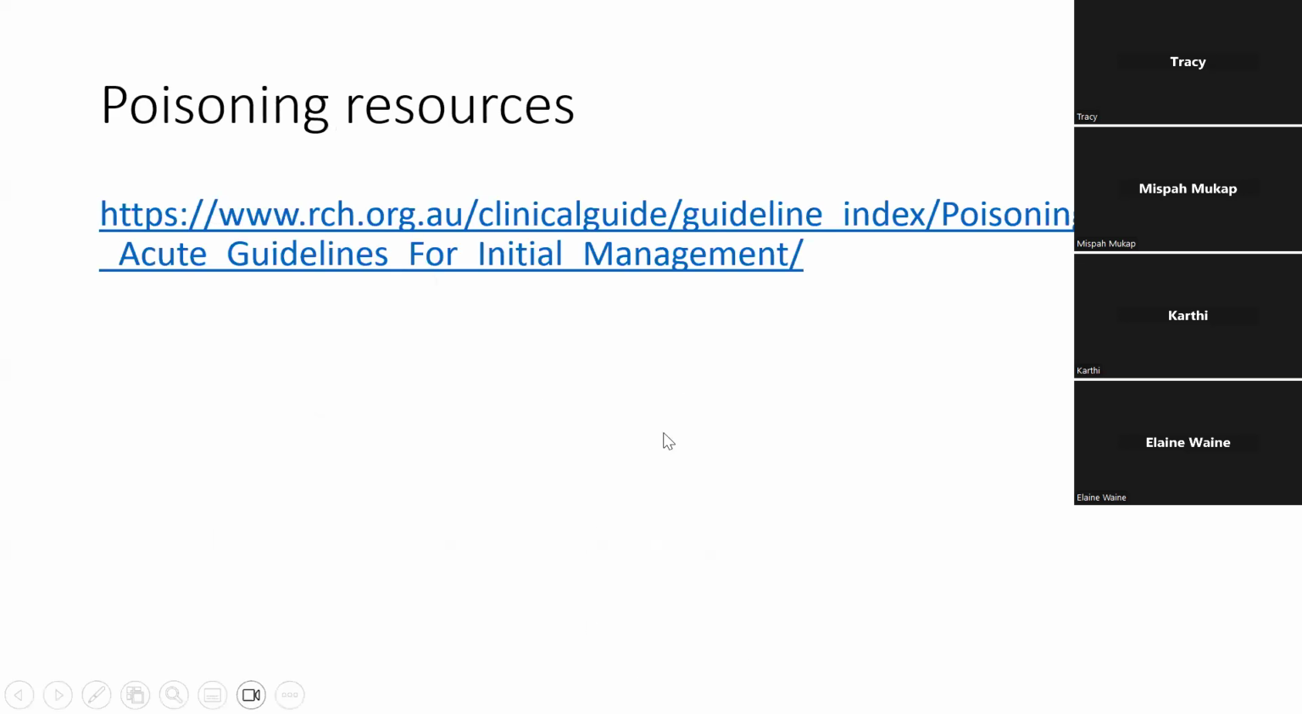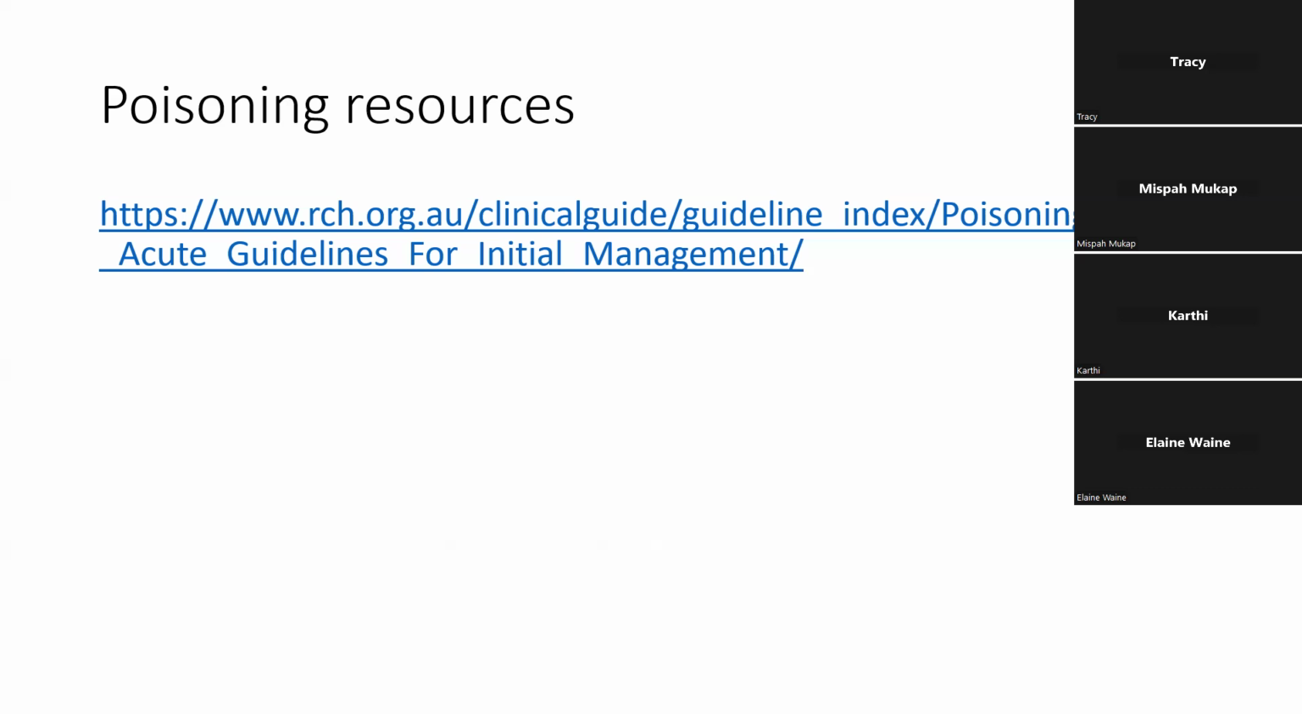antidotes that are available. Now, as I said, there are hundreds and hundreds of poisons, and it's impossible to know all about each one of them. But there are very good resources online, and there are many different resources online. Some you have to pay for, and some are free. There's many, but I point you to the Royal Children's Hospital Clinical Guidelines for Poisoning. It's the Acute Guidelines for Initial Management of Poisoning. This is the Royal Children's Hospital in Melbourne. It lists maybe 30 or 50 different poisons and specific treatment of those poisons.